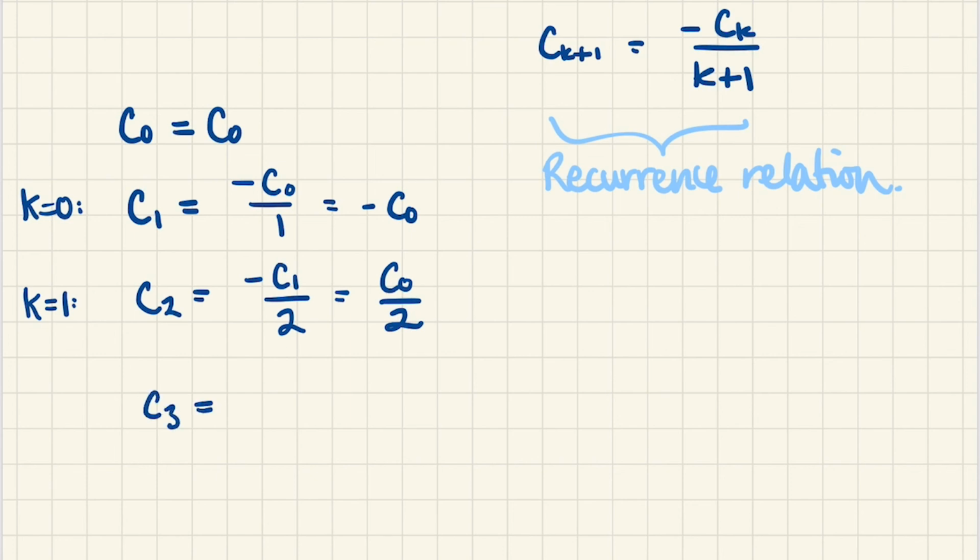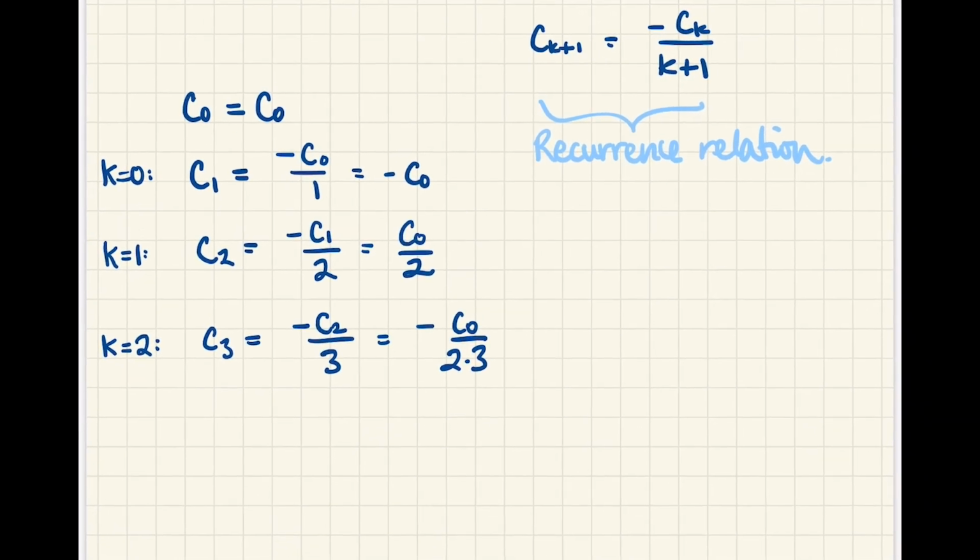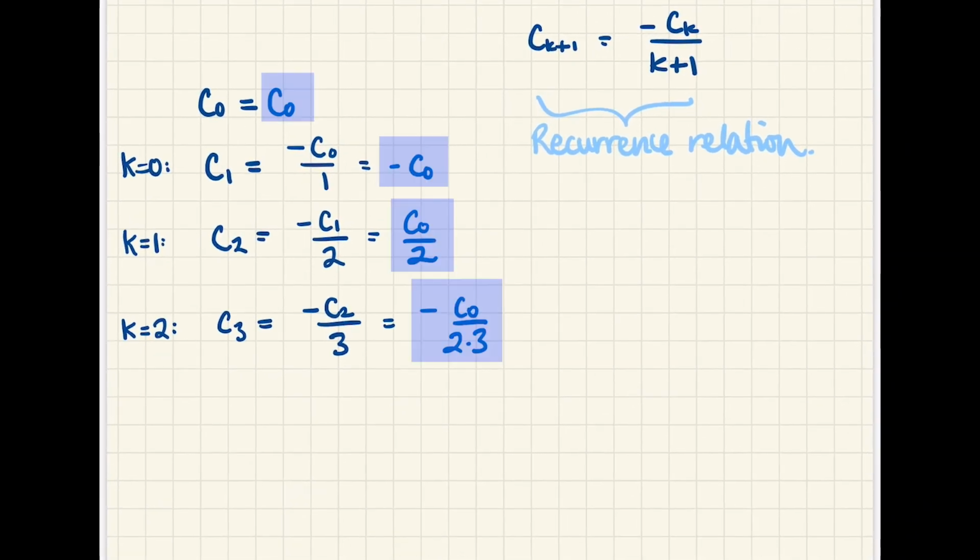All right, now let's find C3. Now this corresponds to a k value of 2. So C3 is negative Ck, k is 2, so this is negative C2, divided by k plus 1. So that would be 2 plus 1, which is 3. Okay, but C2 is C0 over 2. So this is going to be negative C0 over 2 times 3. Now you can see that what we're getting is a sequence of coefficients, C0, C1, C2, C3, etc., and they're all written in terms of C0.